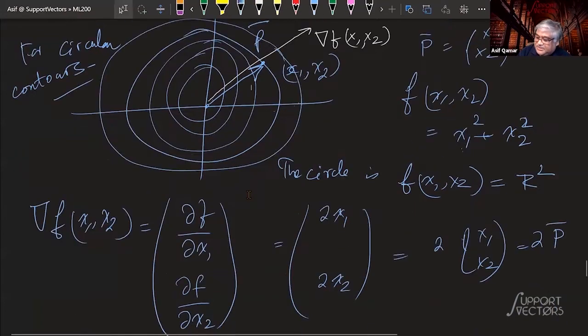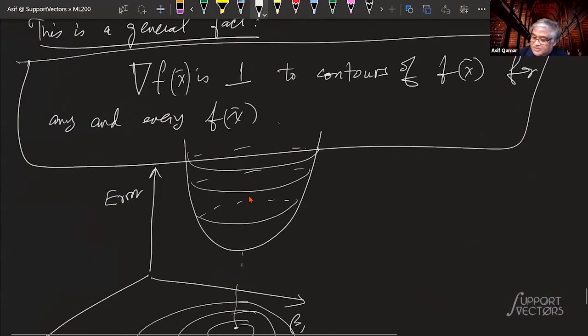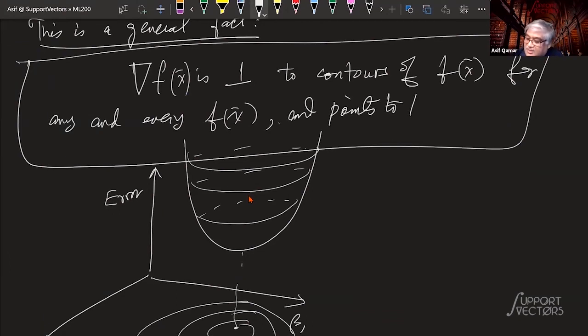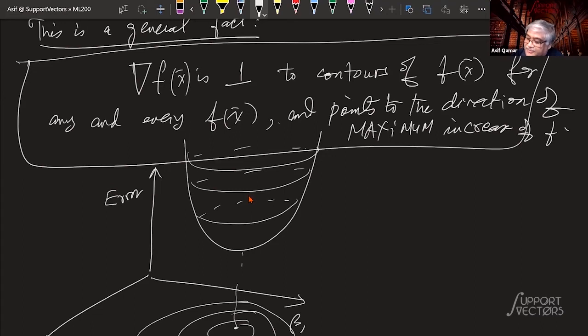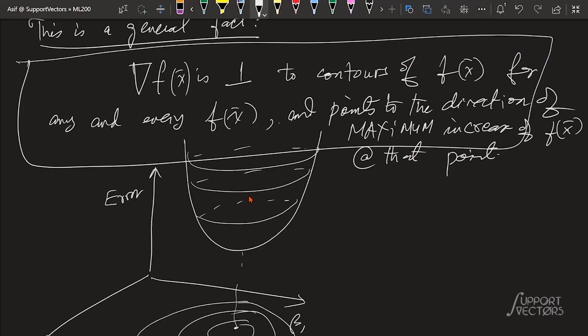So the second observation is: the gradient is perpendicular to the contours of f(x), and points in the direction of maximum increase of f(x) at that point. It's a very general observation. The gradient points to the direction of maximum increase. So if you want to increase a function, follow the gradient. If you want to decrease a function, go against the gradient, because that will be the fastest way to decrease a function.